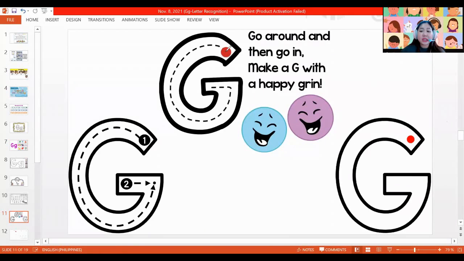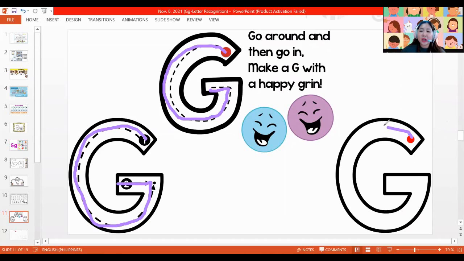So we start at the top, we go around, go up, and go in. We make the letter G with a grin. Let's start again. Start at the top. We make a big curve. We go up and make a line going in. We have capital letter G.